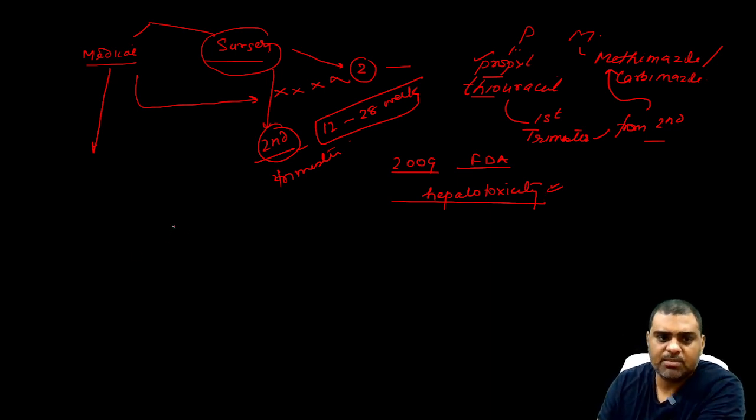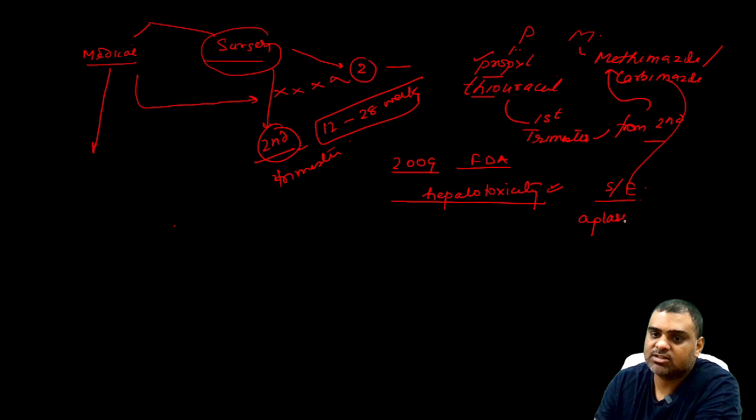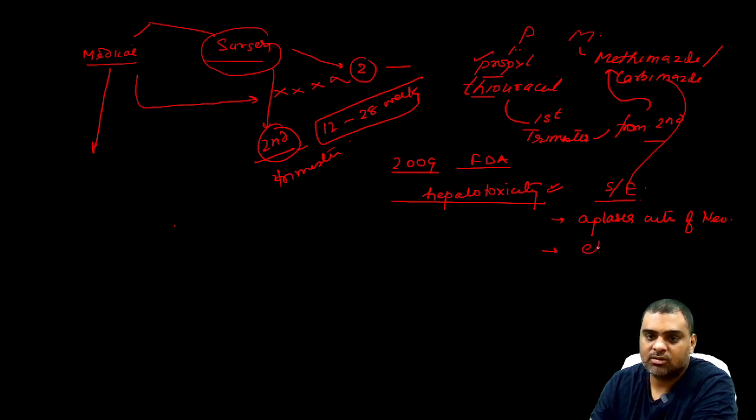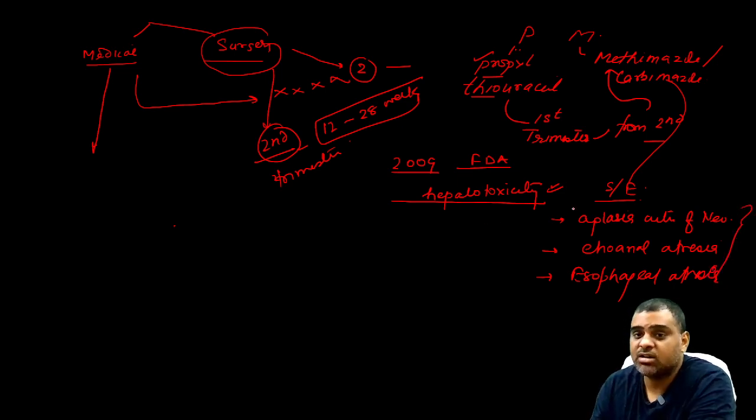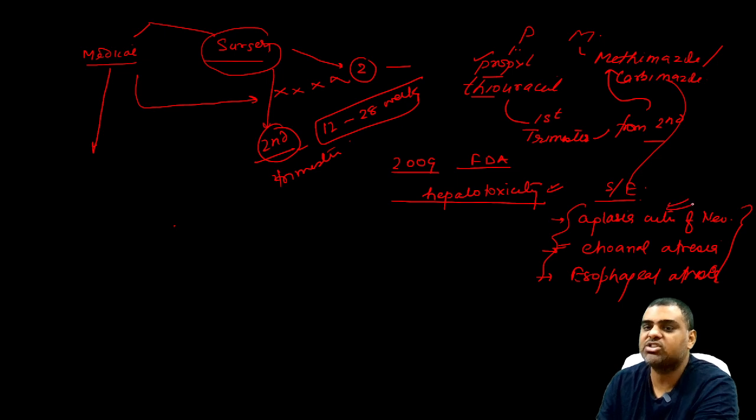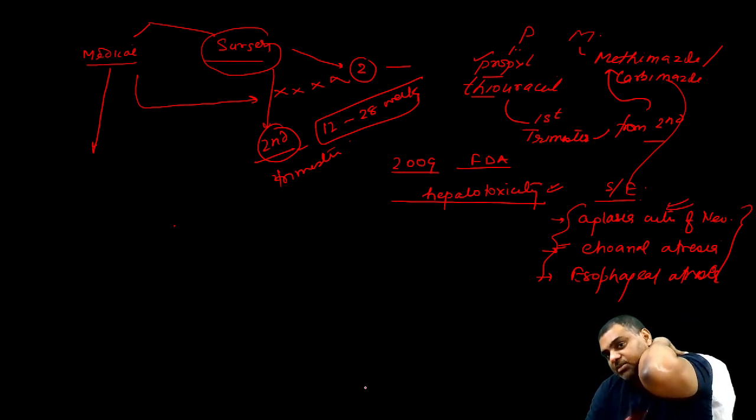Now, the side effects of methimazole and carbimazole are aplasia cutis of the neonate, choanal atresia, and esophageal atresia. Okay. So it can lead to these things. Therefore, it is not given in the first trimester. It is given from the second trimester.